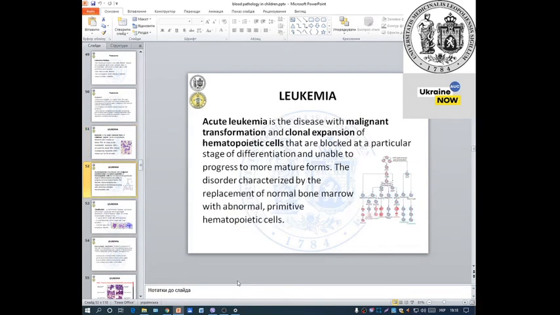Acute leukemia is a disease with malignant transformation and clonal expansion of hematopoietic cells that are blocked at a particular stage of differentiation and unable to progress to more mature forms. The disorder is characterized by the replacement of normal bone marrow with abnormal primitive hematopoietic cells, so-called blast cells.